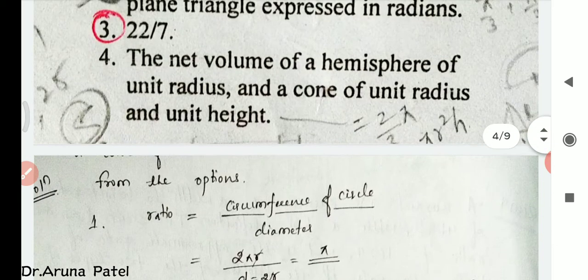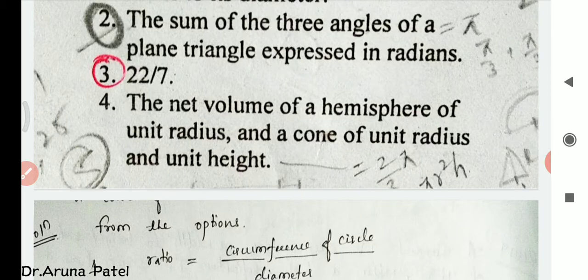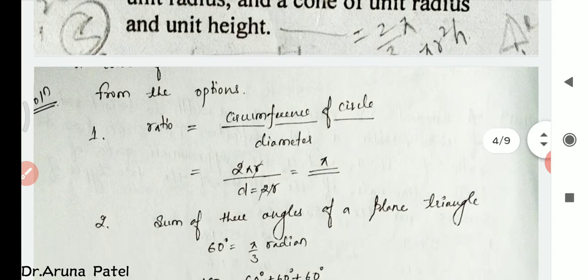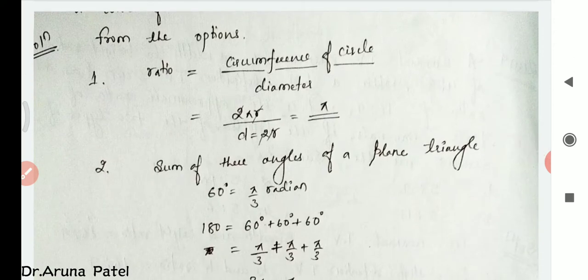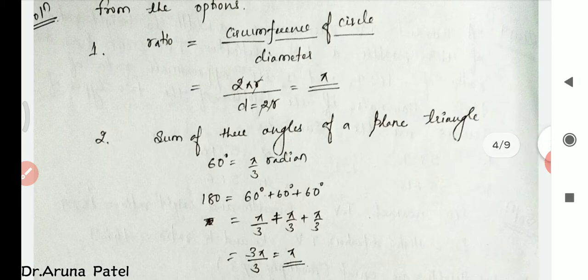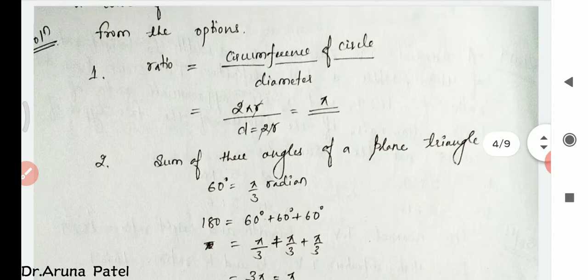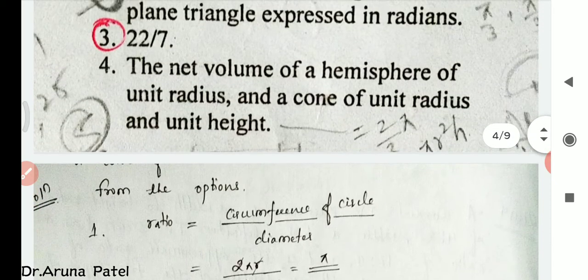Now the second option is the sum of three angles of a plane triangle expressed in radian. So for the sum of three angles of a plane triangle, 60° equals pi by 3 radian. So 180 in radian, the angles are 60, 60, 60. Writing it in radian, pi by 3 plus pi by 3 plus pi by 3 equals 3 pi by 3. On simplifying, we get pi. So the result is the same for the first and the second option.